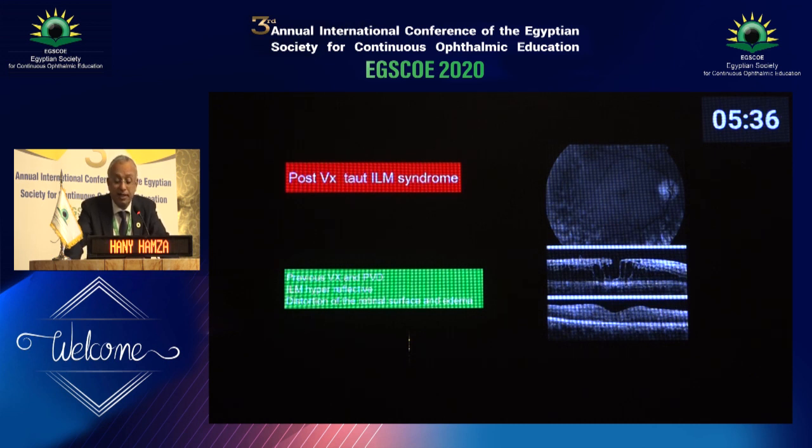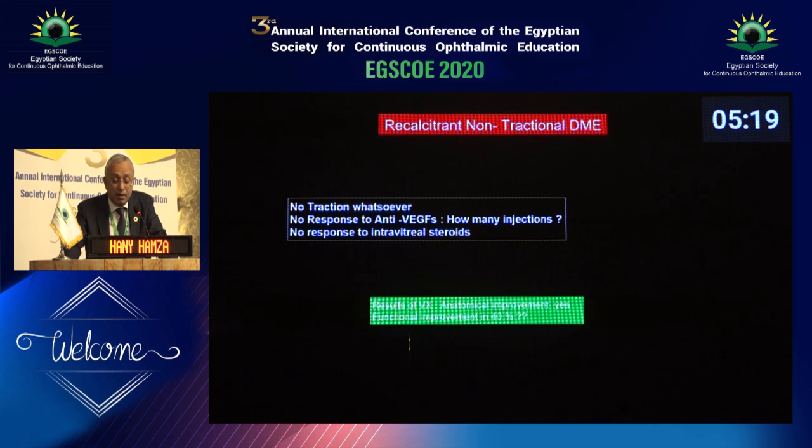In some patients who previously had a vitrectomy and still develop macular edema in the post-operative phase, we have a taut ILM syndrome, and in these cases the ILM actually exerts traction on the retinal surface. It has been reported in many cases in the literature that removal of the ILM in these cases can lead to improvement of the diabetic macular edema. Finally, we have the recalcitrant non-tractional diabetic macular edema, and in these cases there is no traction whatsoever, no response to anti-VEGFs, and here we have the $1 million question: how many injections?